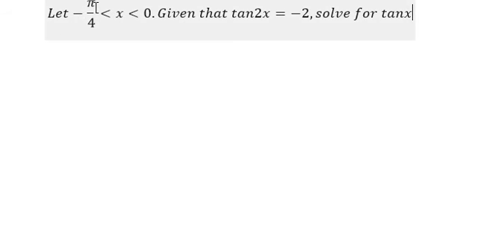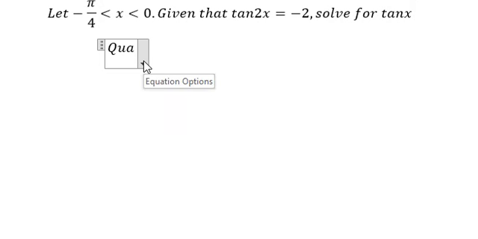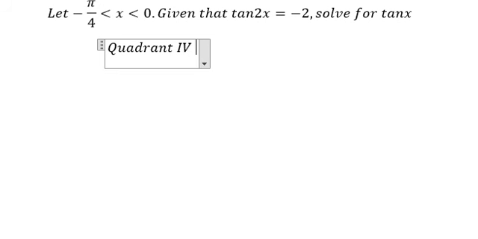Let -π/4 < x < 0, given that tan 2x = -2. So for tan x in here, I will show the technique how to answer the question. We must know that this interval in here is about quadrant number 4. So in quadrant number 4, tan x should be negative.